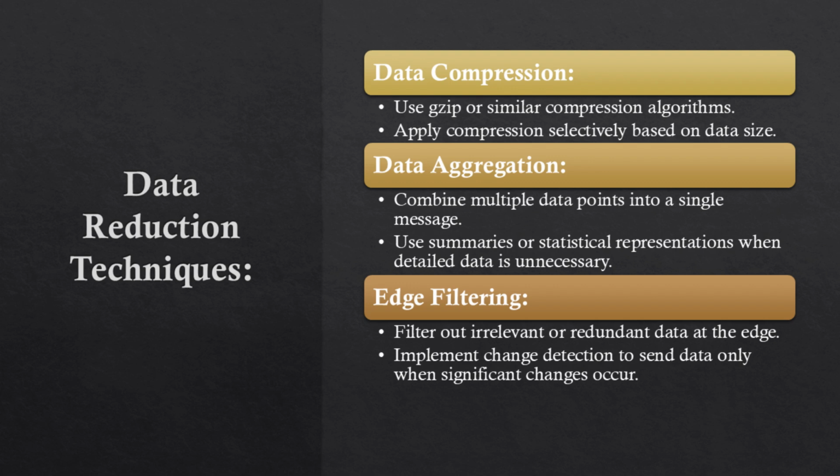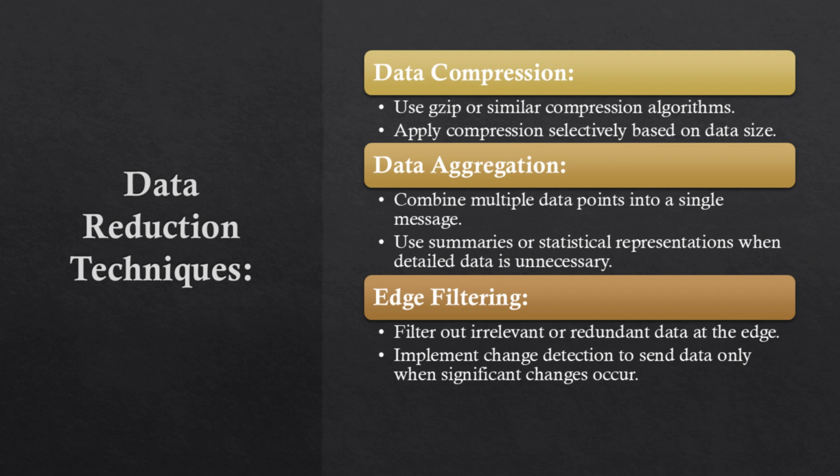Effective bandwidth optimization begins with reducing the amount of data transmitted over the network. Here are the key data reduction techniques we employ. Data compression. We use compression algorithms like gzip to reduce the size of data payloads before transmission. This significantly decreases the bandwidth required for data transfer. Compression is applied selectively based on data size. Large datasets benefit the most, while small messages may not require compression due to the overhead involved.